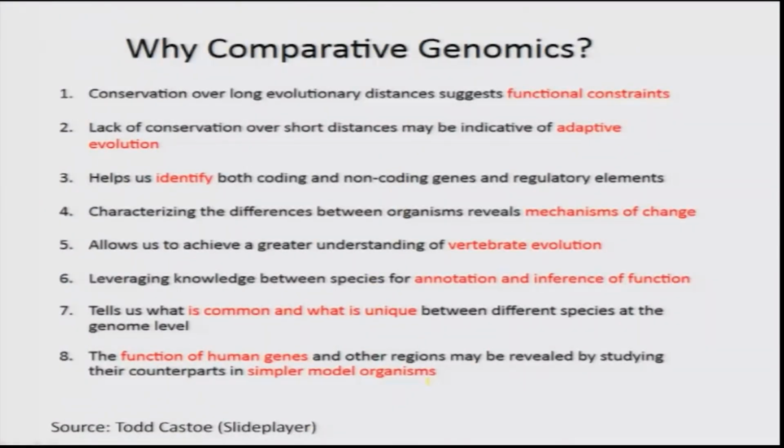So, let us ask some simple questions. Why comparative genomics? Why at all do you need to do this study? We have discussed some examples. Still, I am going to go back and ask this question because that will help you to appreciate the importance of this field. Conservation over long evolutionary distance suggests functional constraint. This is a statement. What does it mean? What does it mean by functional constraint, right?